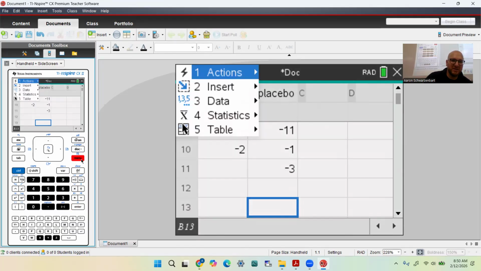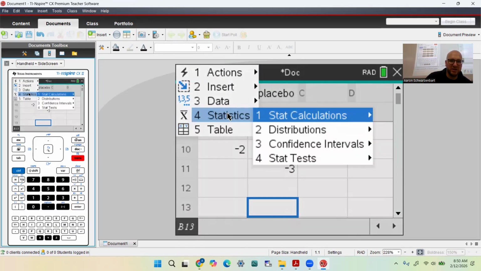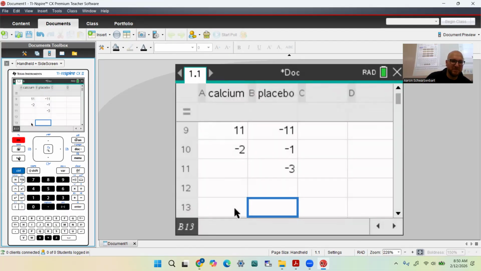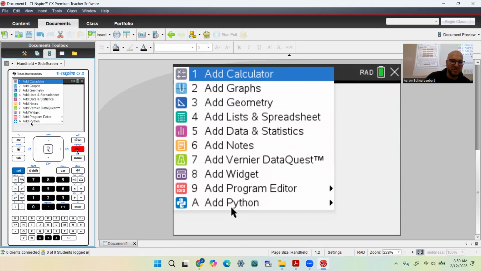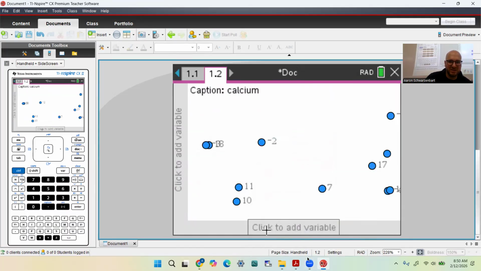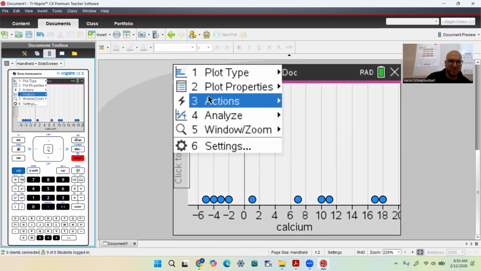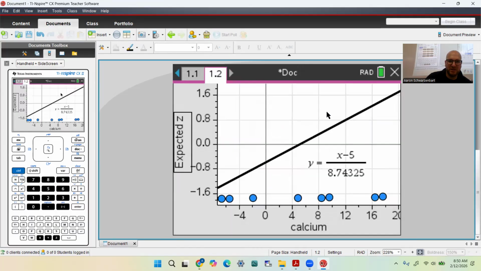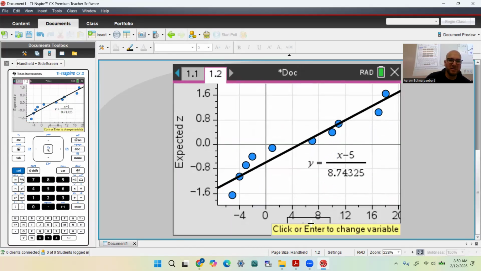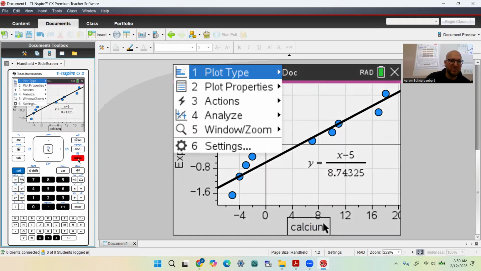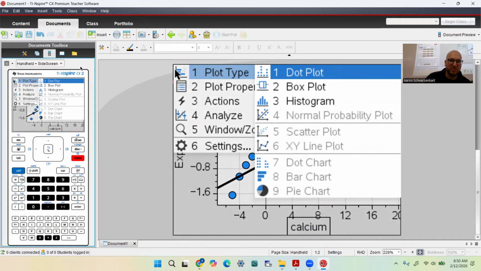So now we've got that. We should probably do our check for normality. They already did it by hand, but to do a check for normality, I would just do data and statistics. And I would do this, calcium, and I would do plot type, normal probability plot. Menu, plot type, normal probability plot. Which one is plot do?